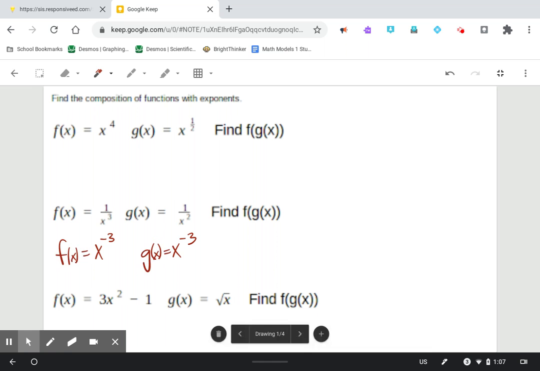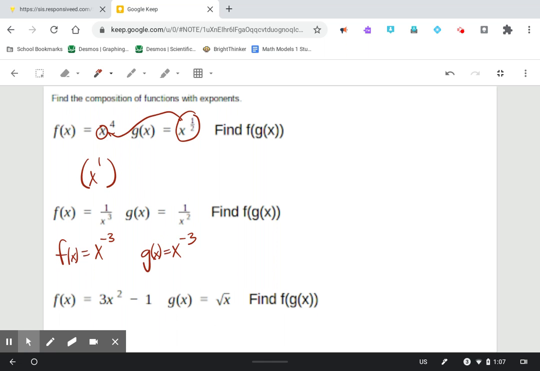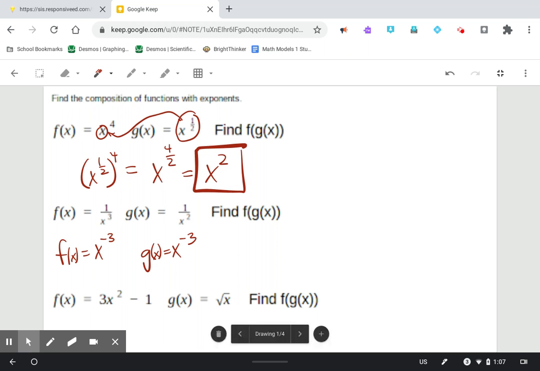But in this first problem, x to the fourth and x to the 1/2, if I do g of x, it means I'm going to take this entire thing and I'm going to plug it in where the x is here. So it's going to look like this: x to the 1/2 to the fourth, which results in x to the 4/2, which is the same as x squared. Pretty straightforward.